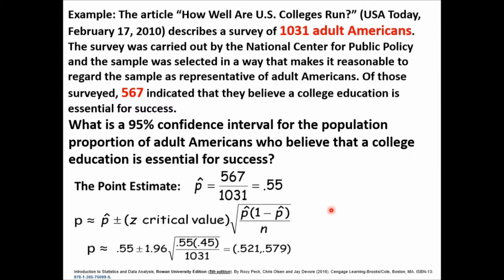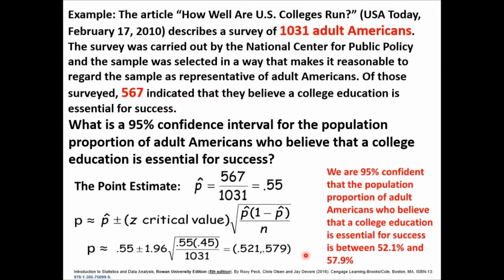Now, in order to estimate the population proportion, we use what we did a minute ago. Here is the expression for estimation. P, the population proportion, equals p hat, which we just calculated, plus or minus the z critical value times the standard error, the square root of p hat times 1 minus p hat divided by n. We have all this information. We know that at 95% z is 1.96, p hat is 0.55, 1 minus p hat is 0.45, n is 1,031, and that gives us a range from 0.521 to 0.579, or 52% to about 58% of adult Americans who believe that a college education is essential for success.